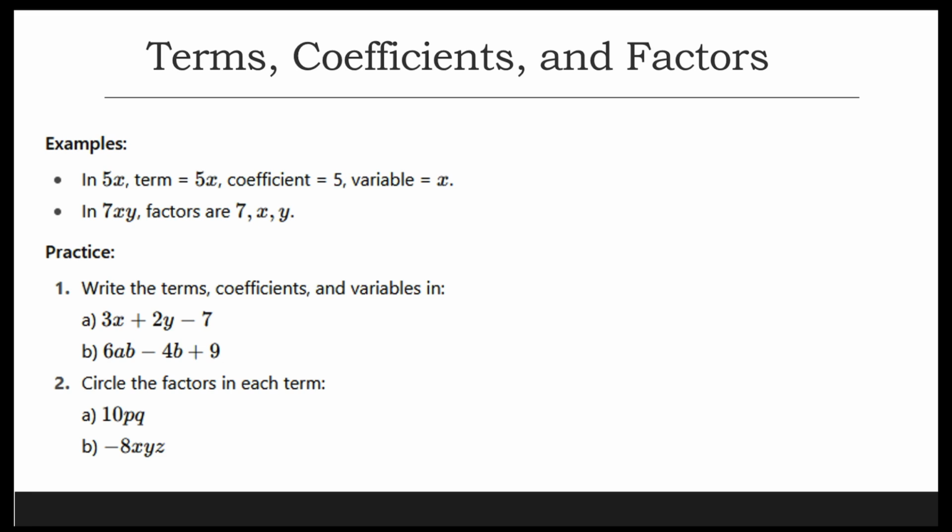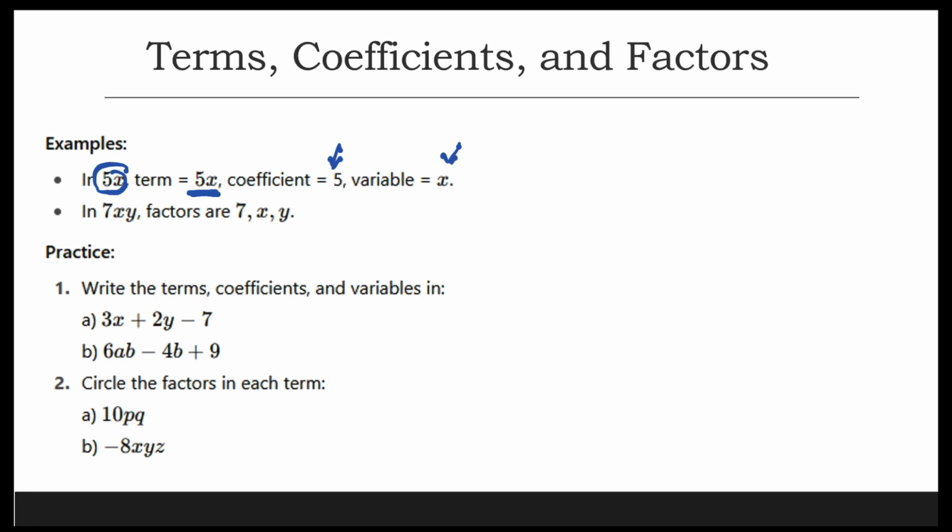Term, coefficient, and factors. So any value which has got both variable and a constant is called term. So for example, 5x, so 5x is a term. In this, coefficient is the constant. So 5 is coefficient. Variable is normally variable.